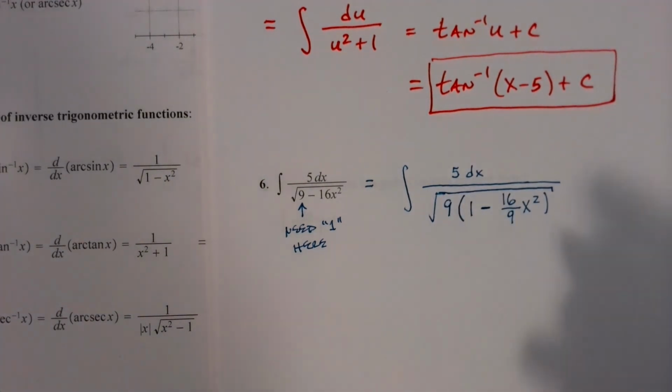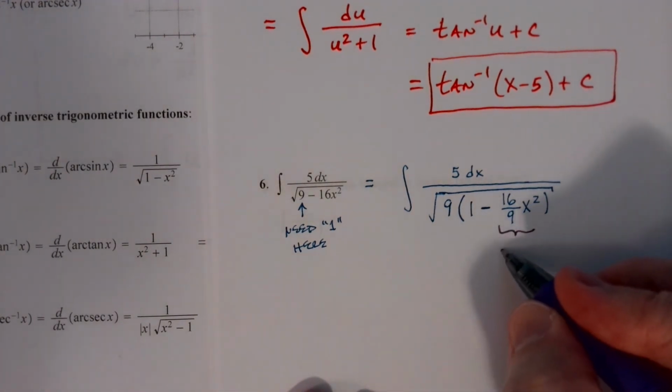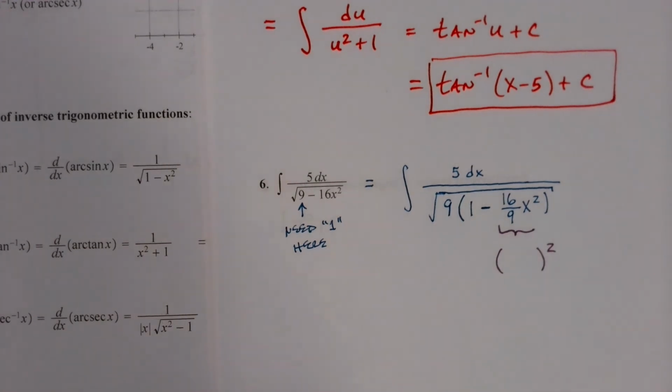Okay. Now, again, I want to think of this as being a perfect square. So what is this squared? What's being squared here?